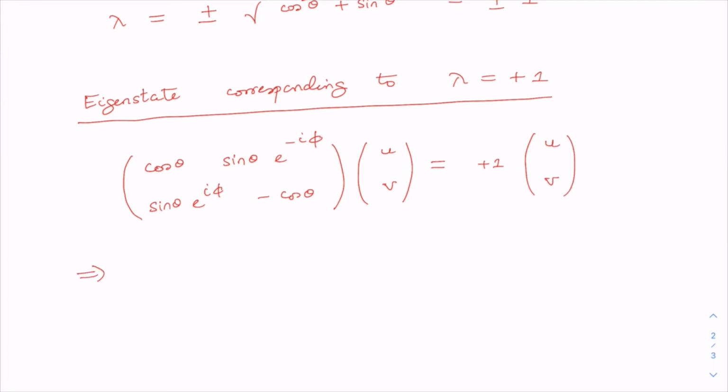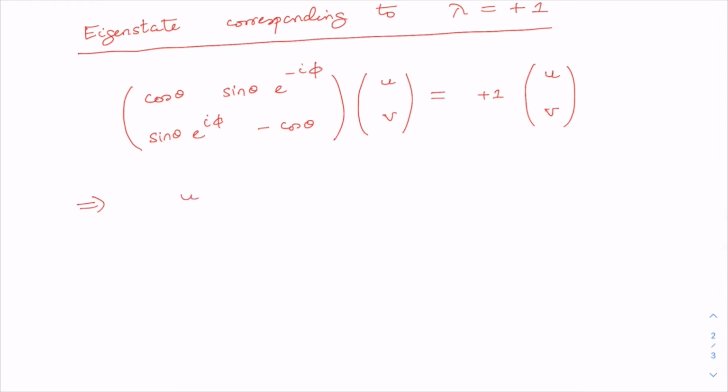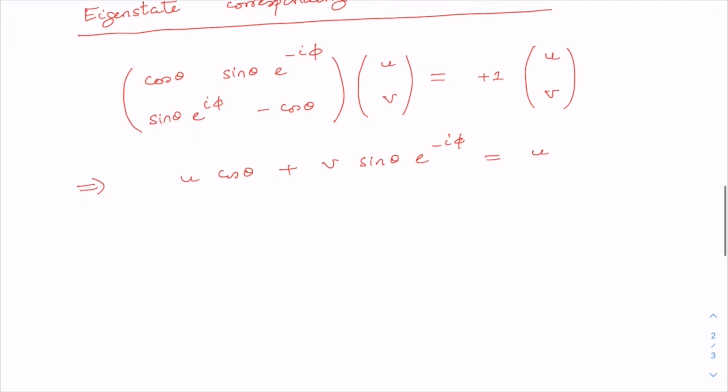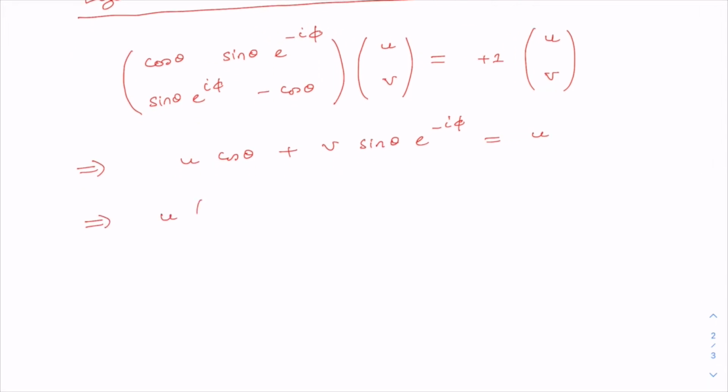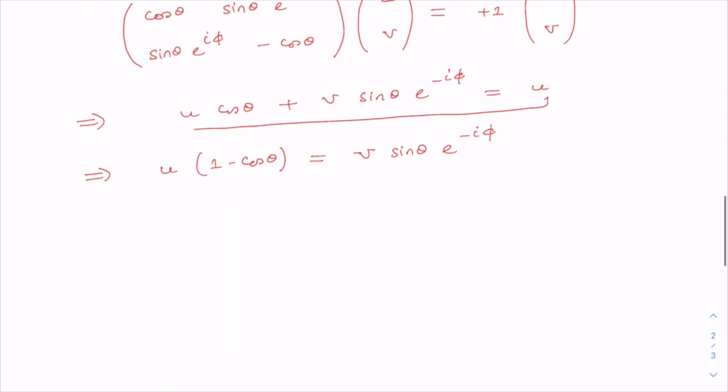From here I can immediately get this equation. I have u cos theta plus v sin theta e to the power minus i phi, and this is equal to u, which I can write again as u (1 minus cos theta), I'm taking it this side, equal to v sin theta e to the power minus i phi.